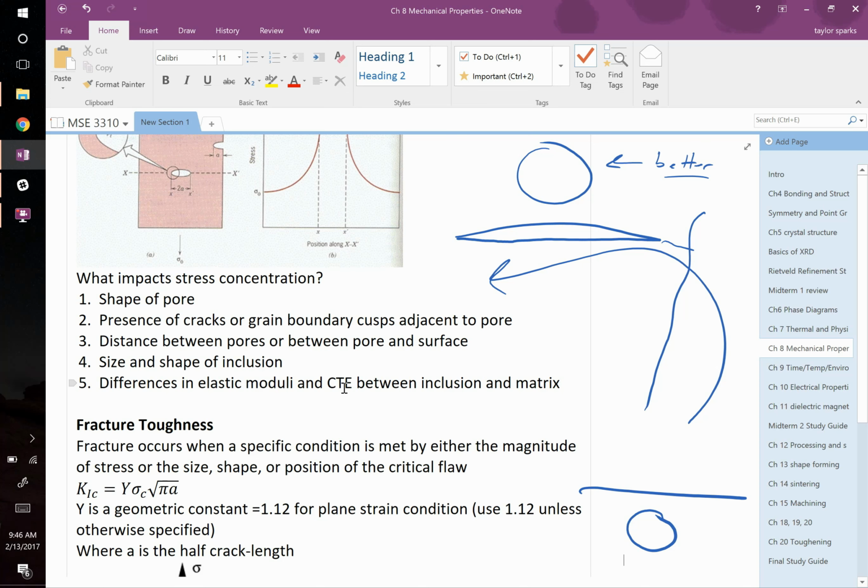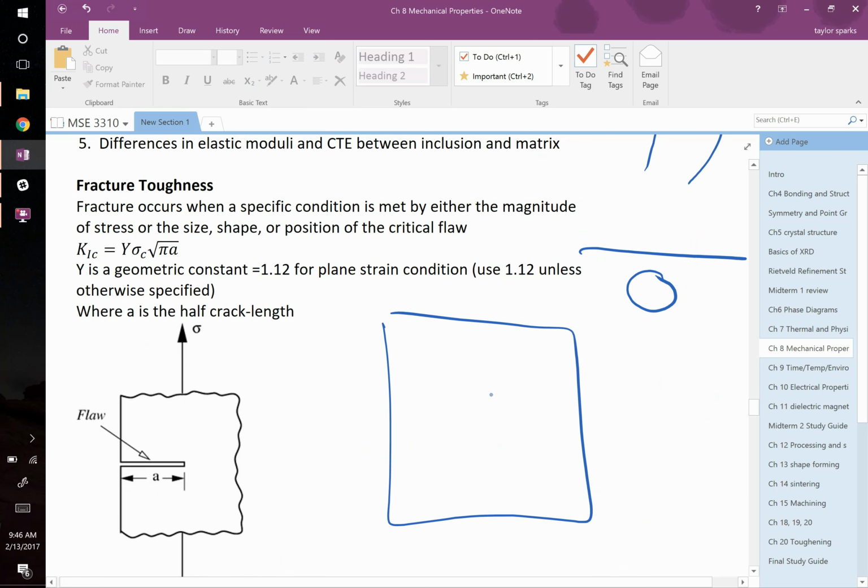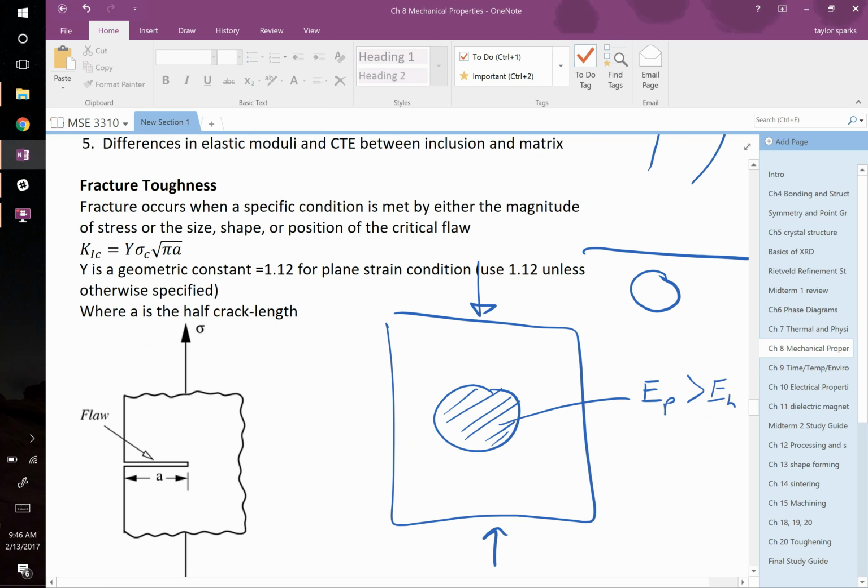Isn't that sometimes though a desired thing, like in composite materials, we want that? Yeah, so take this scenario for a minute. Let's say you've got your bulk material, you've got some secondary phase, some inclusion in here, right? Let's say that the modulus of the precipitate is much greater than the modulus of the host. Now you apply a stress to this whole thing, what's going to happen? Well, you apply stress, that means that you're going to get a strain, right? Now, what's going to strain more, the host or the precipitate?